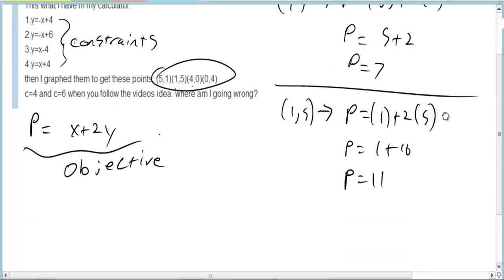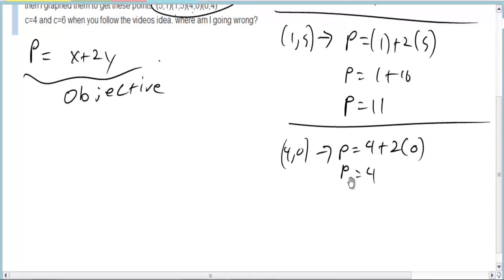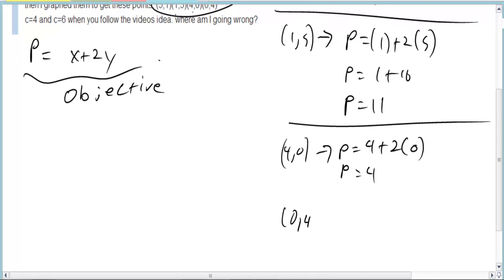And we continue this process. So now the next corner point, 4, 0. So p equals 4 plus 2 times 0. So that means p equals 4. Okay, last but not least, the other one, 0, 4. So p equals 0 plus 2 times 4, which means p equals 8.